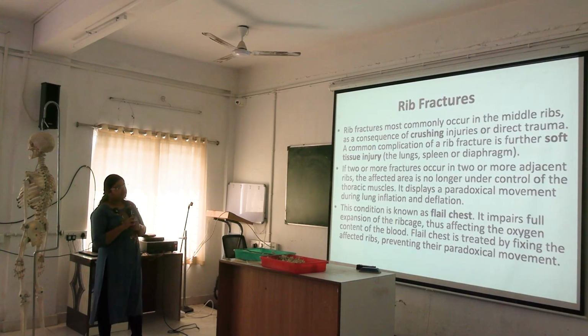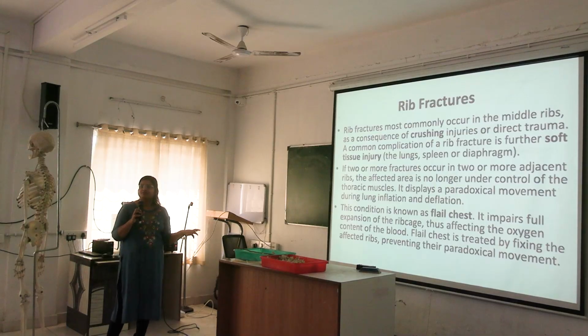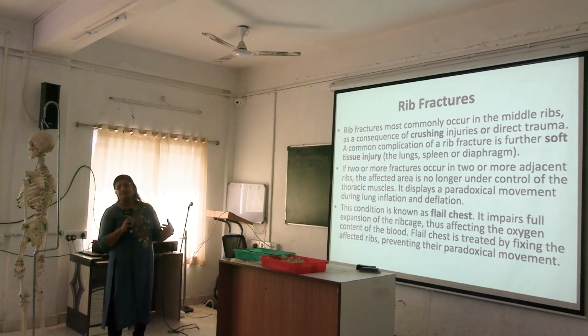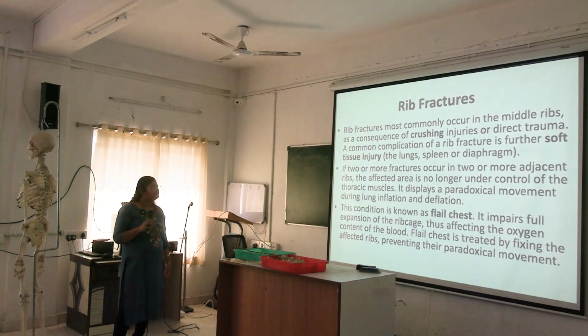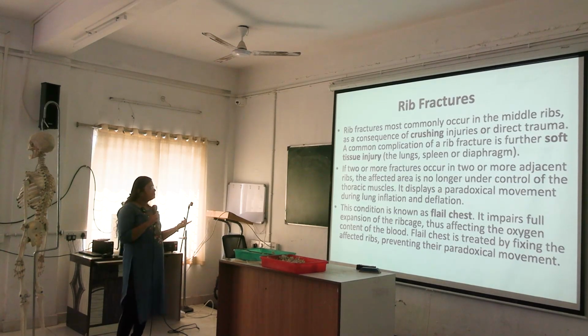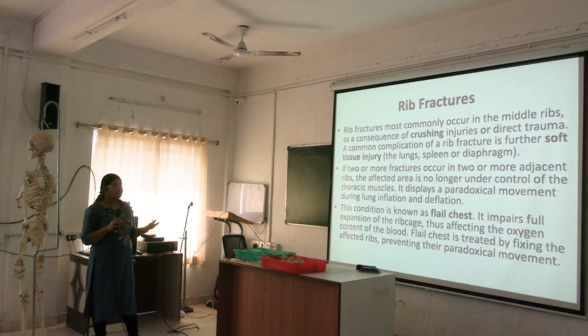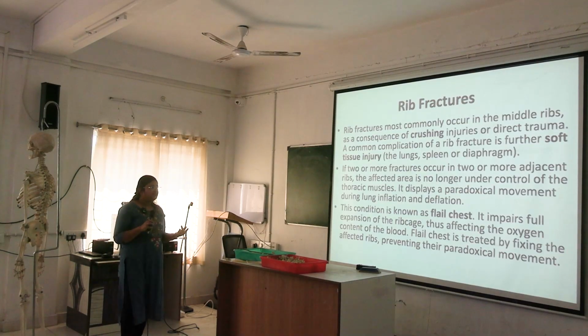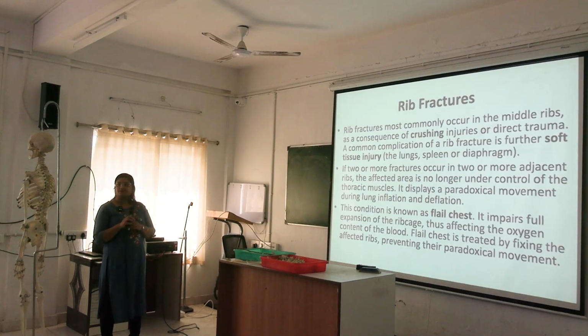Okay, these are important for your theory question part. Along with mechanism of respiration, this clinical aspect comes as a short question. So what is flail chest, what is paradoxical respiration, all this comes. So this condition is called flail chest. It impairs full expansion of the rib cage and thus affects the oxygen content of the blood. Flail chest is treated by fixing the affected ribs and preventing their paradoxical movement.